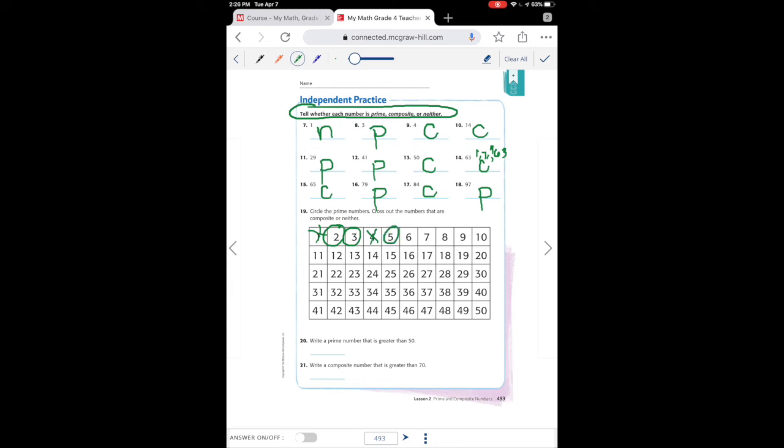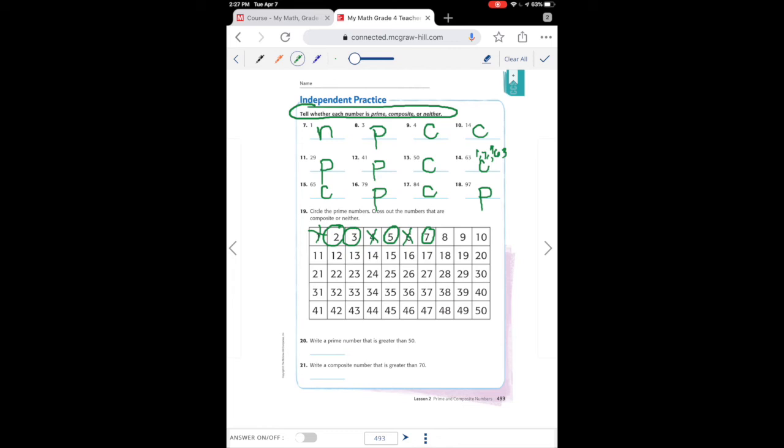What about 6? What are the factors of 6? 1 and 6. Are there any other numbers that multiply together to get 6? 2 and 3. So since it has more than 2 factors, it is composite, and we put X's through composite numbers. Number 7 only has 2 factors, 1 and 7. So it is a prime number.